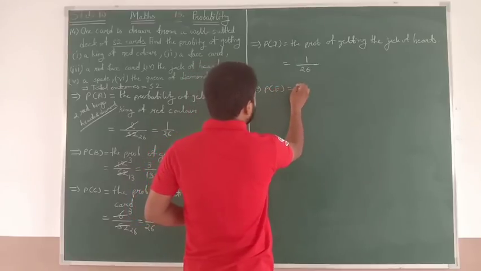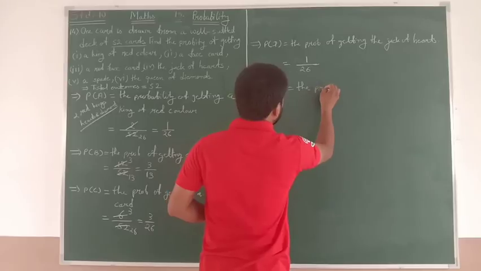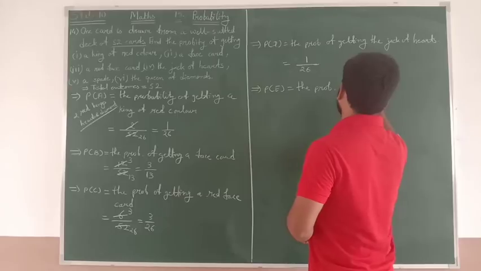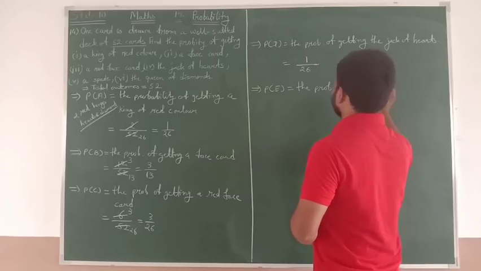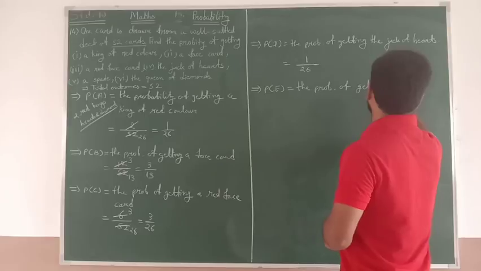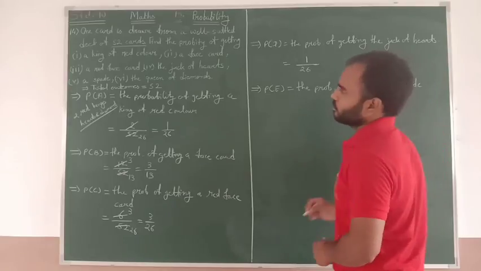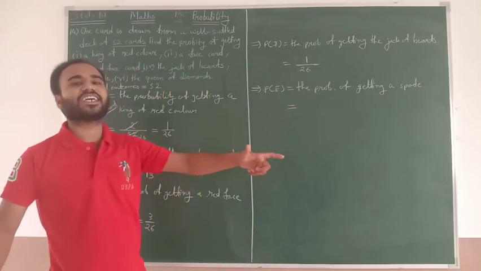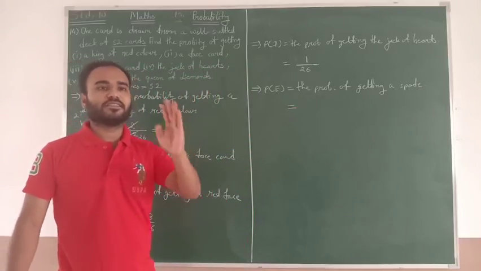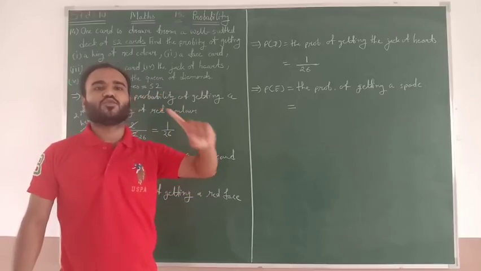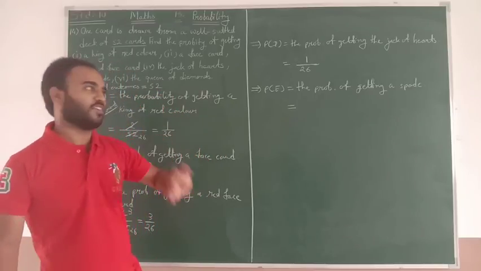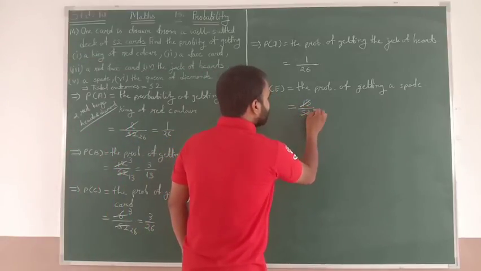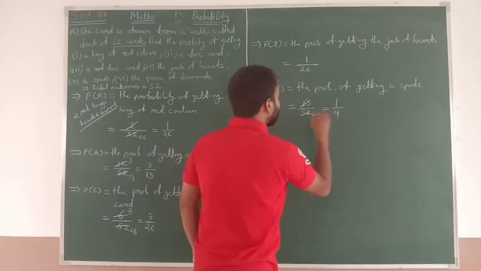Now P of E, that is the probability of getting a spade, means a card of spade. So there are 13 cards of spades: the numbers 2 to 10, one king, one queen and one jack, and the ace. So the answer will be 13 by 52. 13 4s are 52. The answer will be 1 by 4.